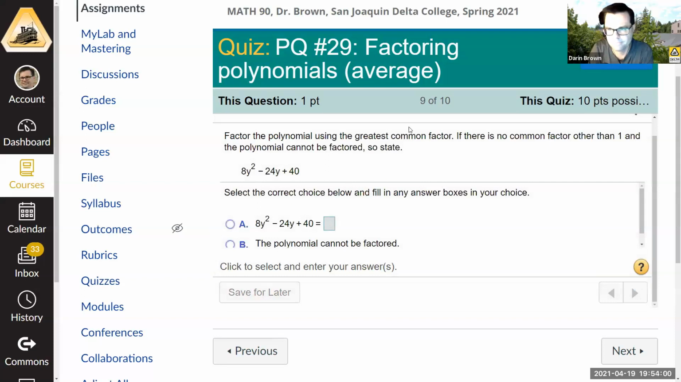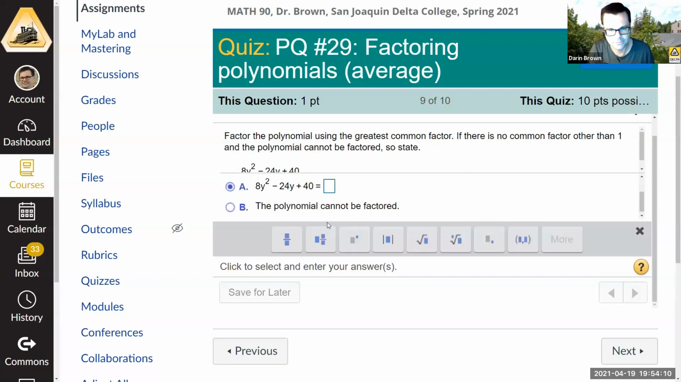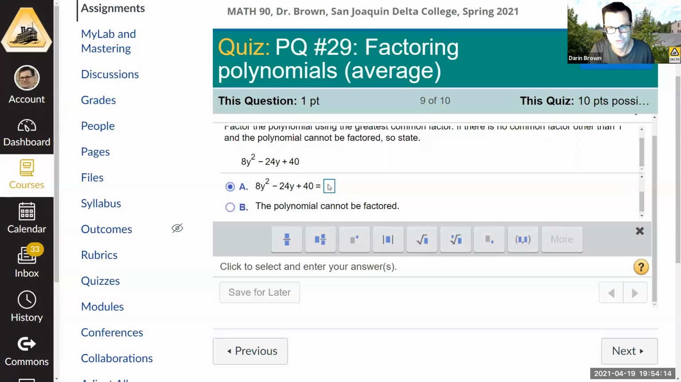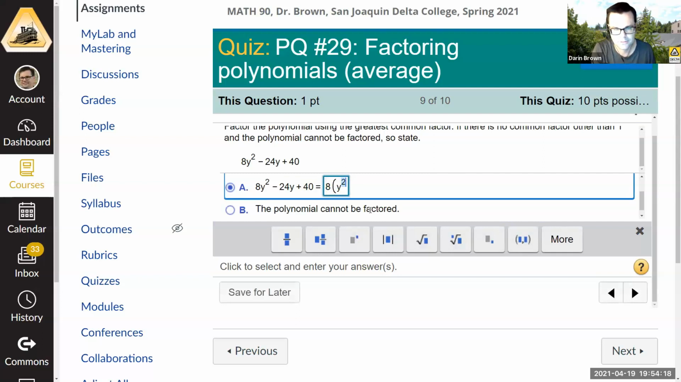Okay. 2 more on this one. All right. So yeah, this one, what are you going to look for first? Coefficients of 8, 24, 40. So those are all divisible by 8. So 8 times y squared minus 3y plus 5.